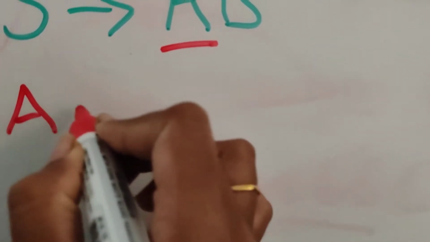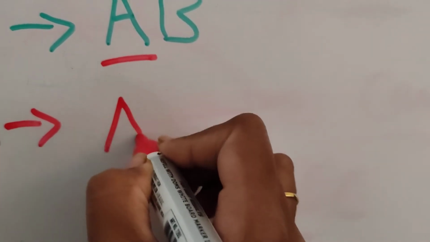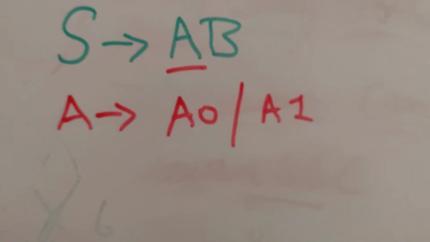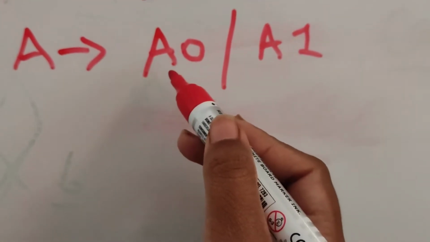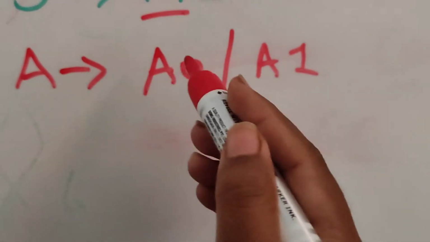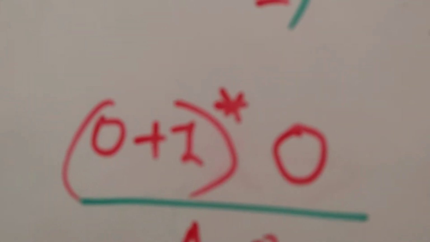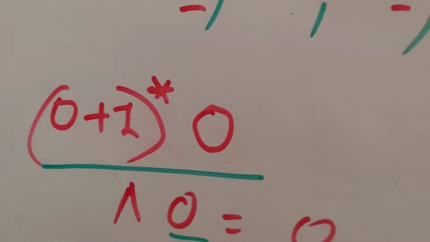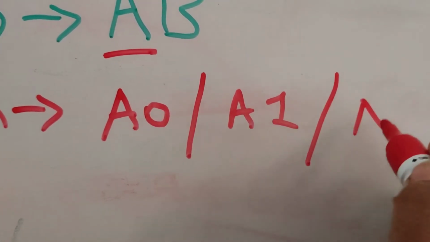So from A I am getting A0 or A1. Now it is containing 0 and 1's occurrence. So that's why I have taken from A I am getting A0, A1. So continuously I can take 0 or 1 whatever I want. But (0+1)* is there, so it can contain null as well. So A can contain null as well.